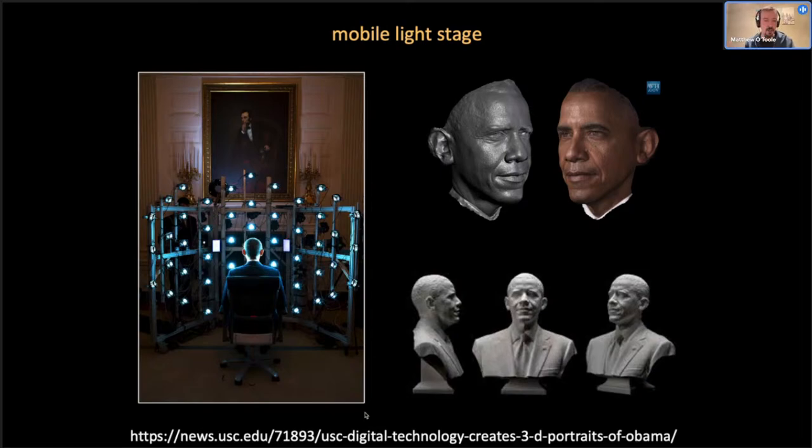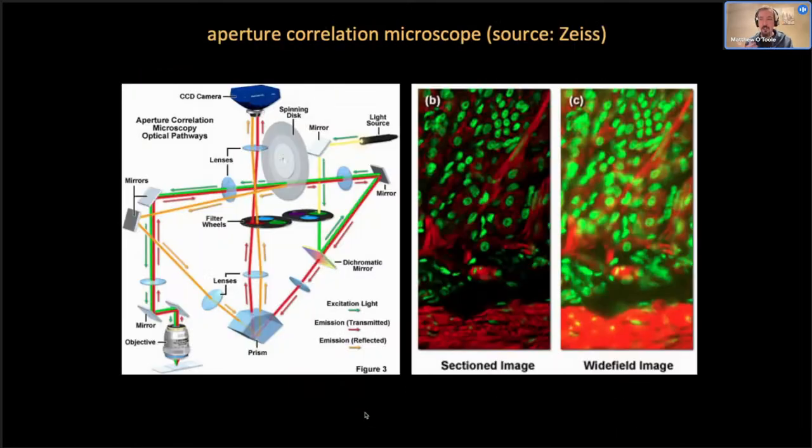So again, this is very similar to before. We have a bunch of cameras and we have a bunch of light sources, each one basically illuminating the scene one source at a time, capturing a bunch of photos in response. And then we can use this information to pull out a very, very photorealistic and accurate representation of the president's face in this case. We also use a lot of these techniques in microscopy.